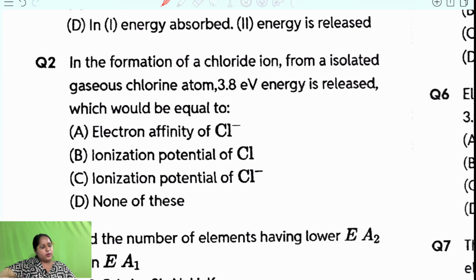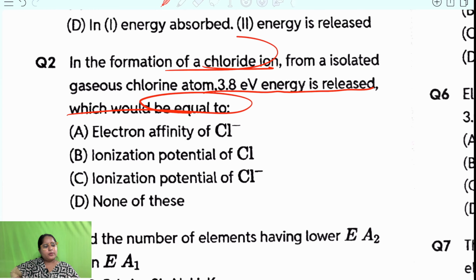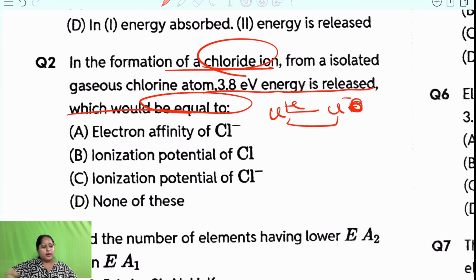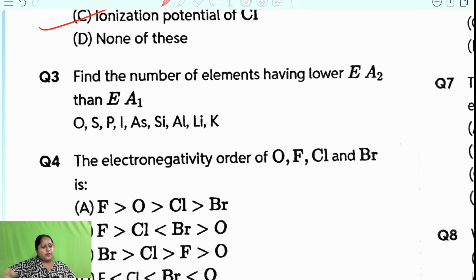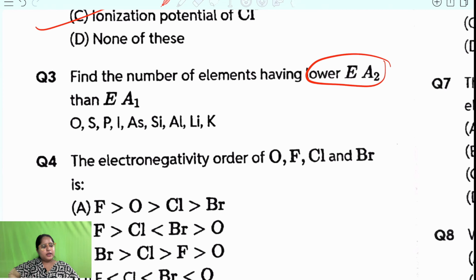In the formation of a chloride ion from an isolated gaseous chlorine atom, 3.8 eV energy is released, which would be equal to, as I have just told you, we have to make chloride ions. So they are talking about Cl to Cl minus, meaning we are adding one electron. So it should be equal to the ionization potential of Cl minus. Find the number of elements having lower second electron affinity than first electron affinity. They are saying the number of elements having EA2 lower than EA1.